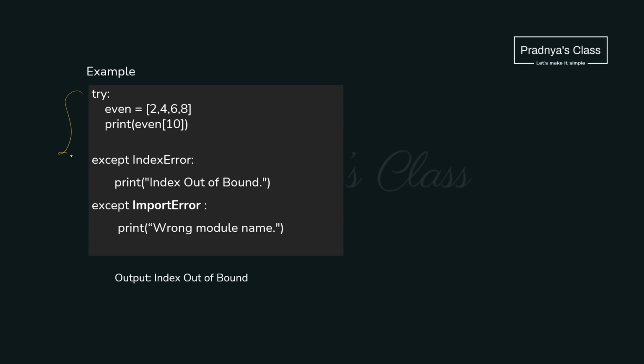Here is one more example of multiple except blocks. We can skip the last generalized except block too. It is optional. In this case, we will get an IndexError exception because we are trying to access the 10th index which doesn't exist in the list.